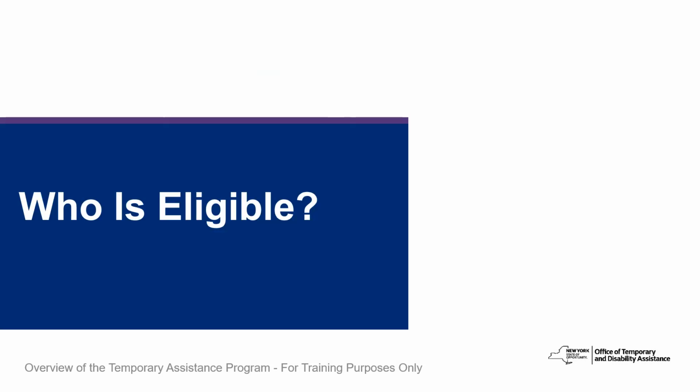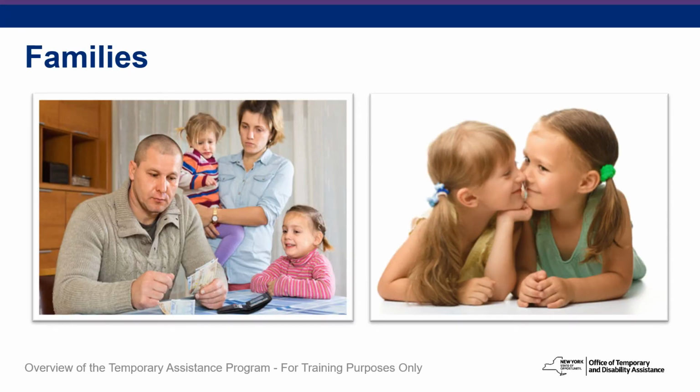While anyone can apply for TA, including single individuals, there are some important eligibility rules regarding families, non-citizens, and non-parent caregiver cases that we will now review. We will start with families. Families, as defined by TA, include either a pregnant individual or a minor child.